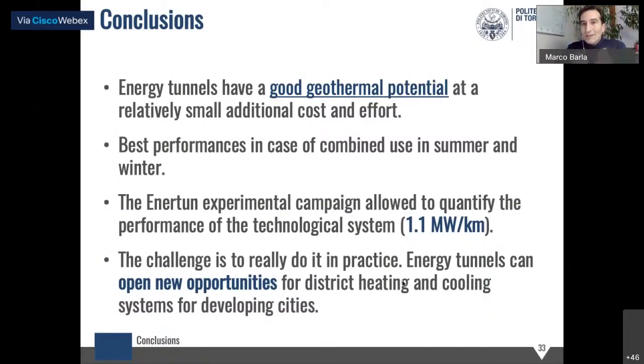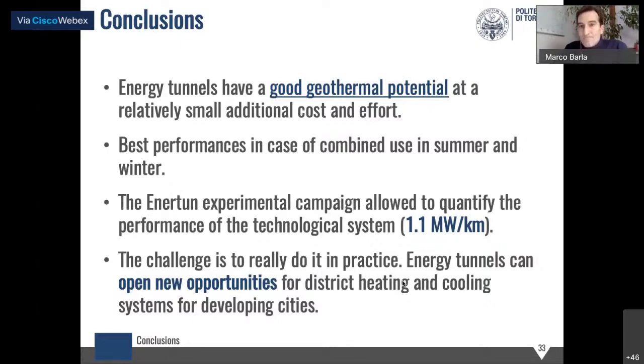That's most of what I wanted to say. This is just a short summary of it. And as I tried to say, as far as what we studied or tested in the field, tunnels can have a good geothermal potential. We found out that, of course, it's best if you can use it in summer and winter and not only in one of the seasons, but this is probably quite obvious.